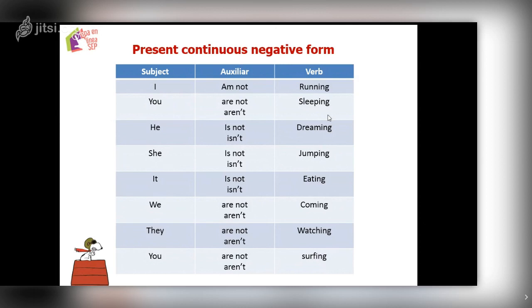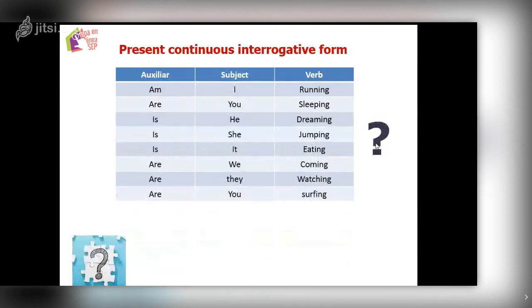Well, let's continue. Now we have the present continuous interrogative form. And also we need the auxiliary at the beginning of the question. Remember that in English we don't have double question marks as in Spanish. In Spanish we have the opening question mark and, at the end of the question, a closing one. It doesn't happen in English. In English, the way you can recognize that somebody is asking you a question is because the question starts with an auxiliary. For example, if you hear, am I running? Obviously, it's a question. It's very easy, okay?